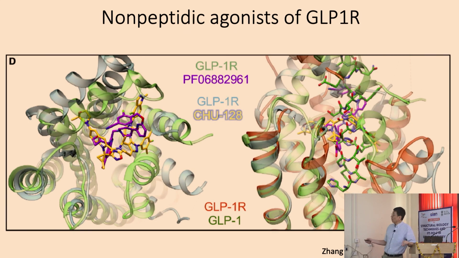So this is the comparison of all three: GLP-1R bound to the Pfizer compound, bound to the Chugai compound, and bound to GLP-1, comparing different conformations. You can see there's a lot of conformational flexibility among these different structures. That's probably explaining why GLP-1 can do some things that these compounds cannot do, because they are causing different states of the receptor.